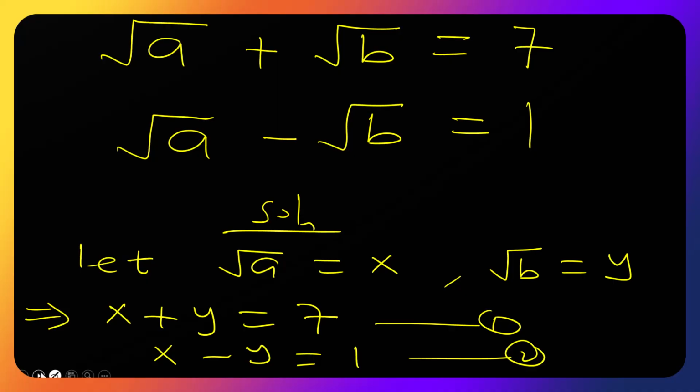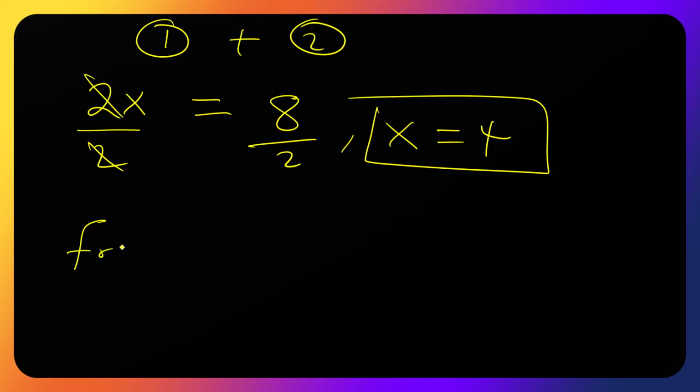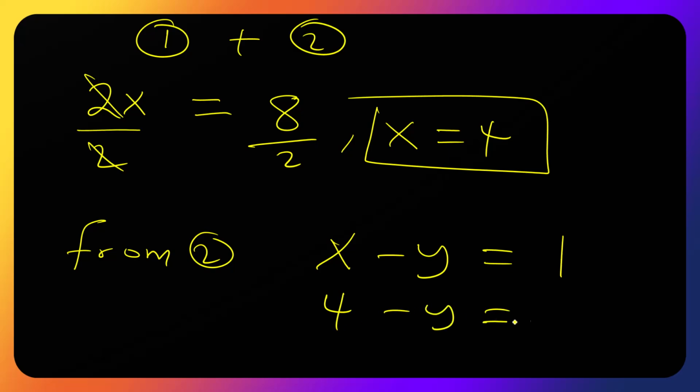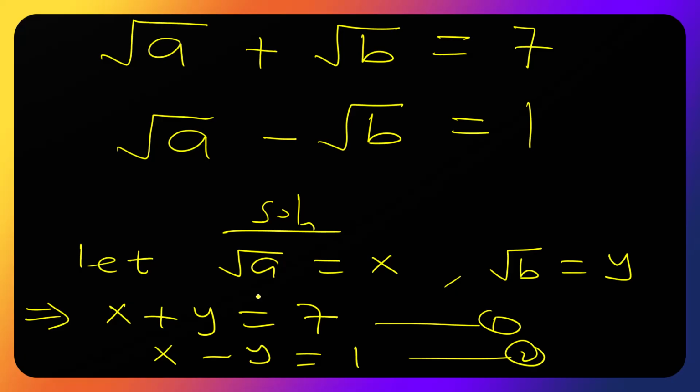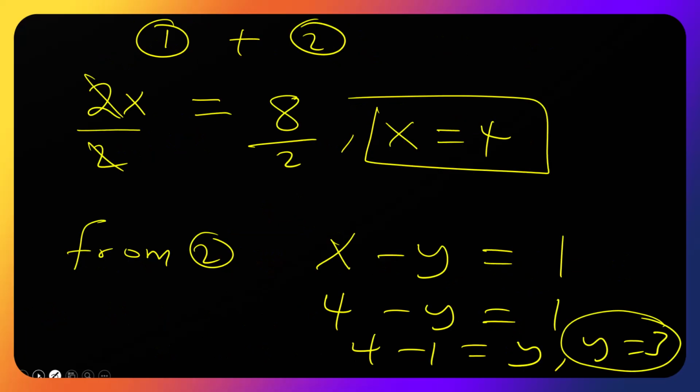And let's use any of the equations to solve for Y. From 2, X minus Y equals 1. But X is 4. 4 minus Y equals 1. 4 minus 1 is the same as Y. Therefore, Y is 3. Now remember, we represented root A by X and root B by Y. So let's do substitution. X is 4, Y is 3.